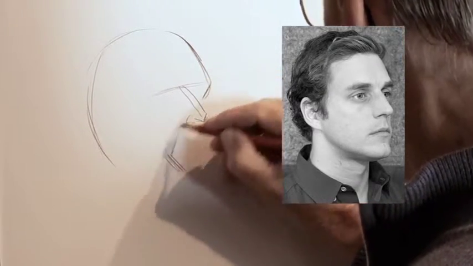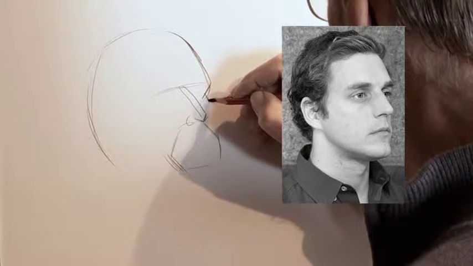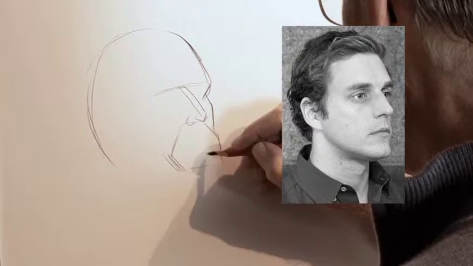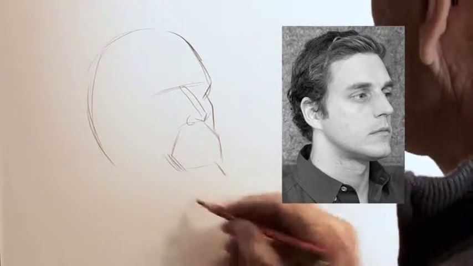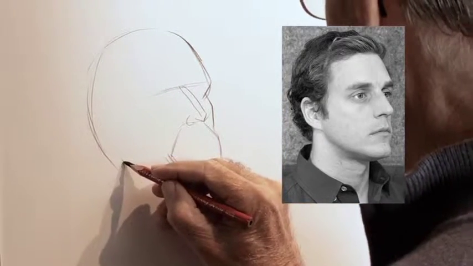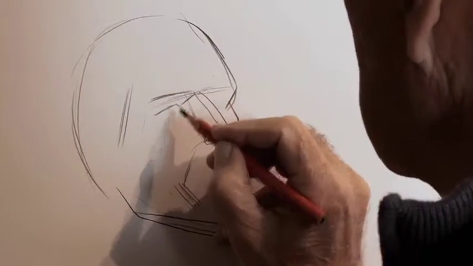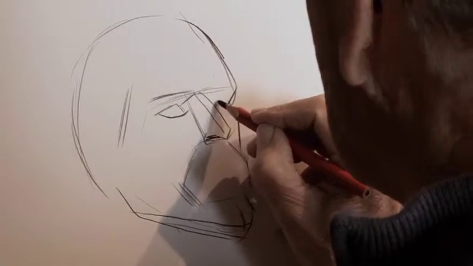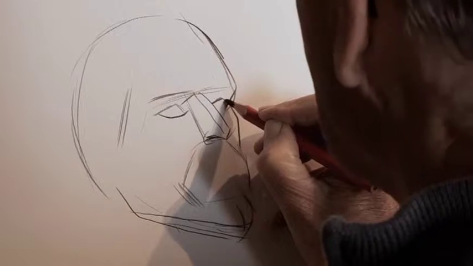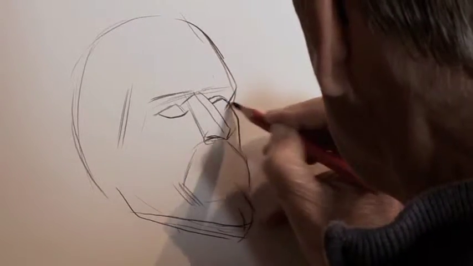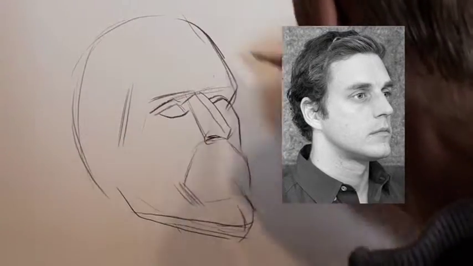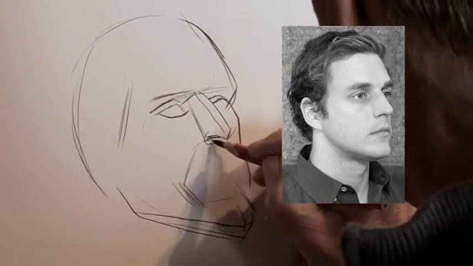What I'm trying to do is break down these forms so that I really understand how they interact. In other words, how they fit together in order to do it. Now, his eyes are deep set. So one of the things that I want to do as I begin to draw the eye is to really accept how far back it is relative to the plane of the nose.